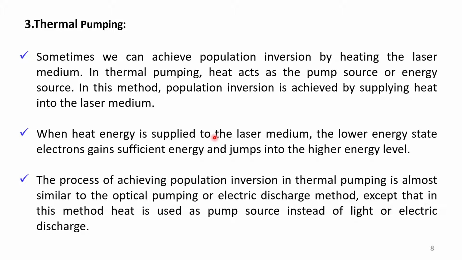The next one is the thermal type of pumping. Now we know that sometimes we can achieve the population inversion by heating the laser medium. In thermal pumping methods, heat acts as a pumping source or the energy source, and in this method the population inversion is achieved by supplying the heat into the laser medium. That means when the heat energy is supplied to the laser medium, the lower energy state electrons gain sufficient energy and jump into the higher energy level.